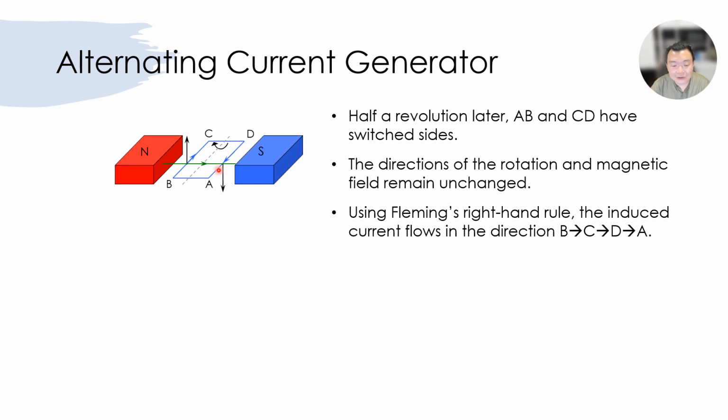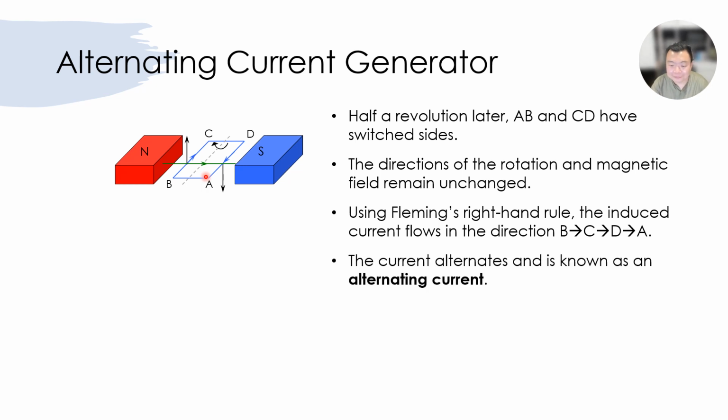Okay, so again, notice that the direction of induced current in this part of the coil has changed. Just now was A to D, now it's D to A. Okay, so there's a reverse in the direction of the induced current. Hence, later on we will call this an alternating current. It alternates the direction, as what I've shown here.